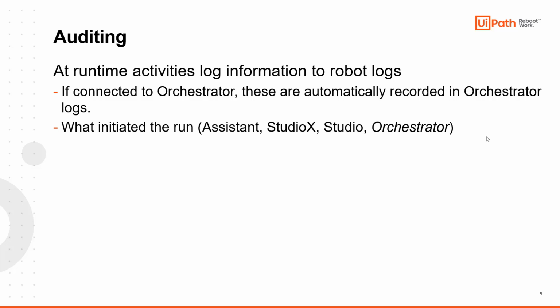Specifically, we're going to capture what initiated the run, so you're going to be able to understand, are users running these things from Assistant, StudioX, Studio, and of course in the case of unattended Orchestrator, that's not really applicable in the context of StudioX. The second thing that we're going to capture is the time, the process name, and the user that ran it. So anytime somebody starts an automated process in your organization, you can go back in the logs and you can again see where did they run it from, who ran it, when did they run it, and what process did they run.